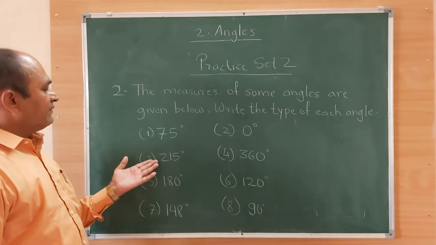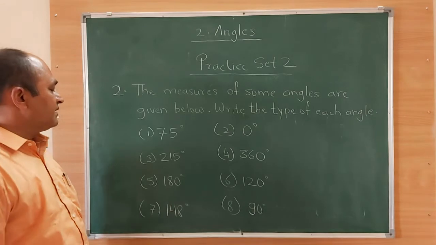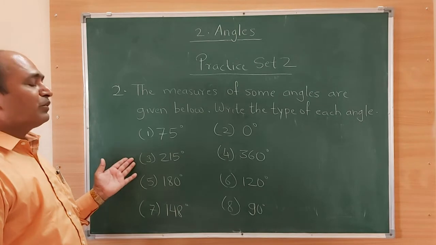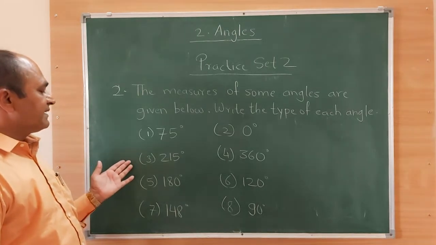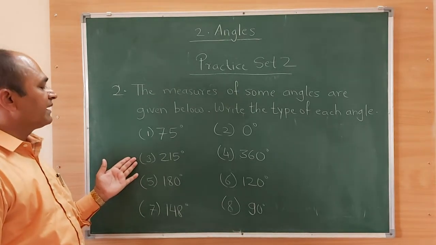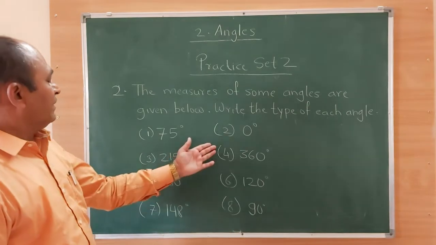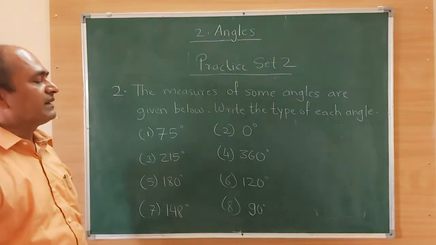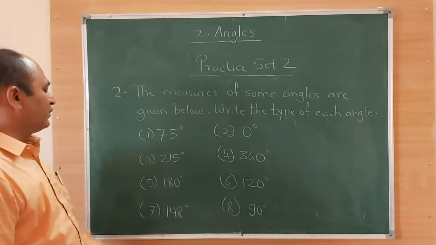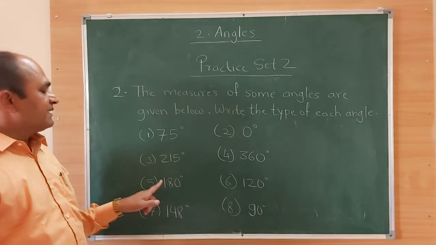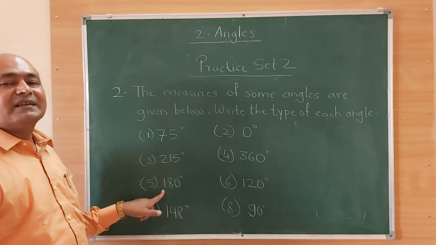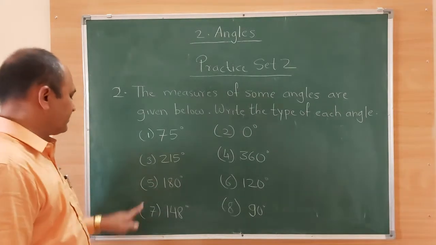Third one, if the angle measures 215 degrees, you know that if the measure of the angle is more than 180 degree but less than 360 degrees, such an angle is called a reflex angle. So this third angle is a reflex angle. Fourth one, 360 degree. Yes, it is a complete angle or a full angle. Fifth one, 180 degrees. If the angle measures exactly 180 degree, such an angle is called a straight angle.